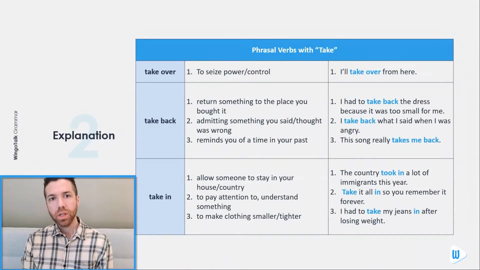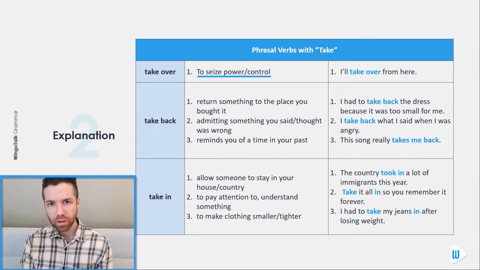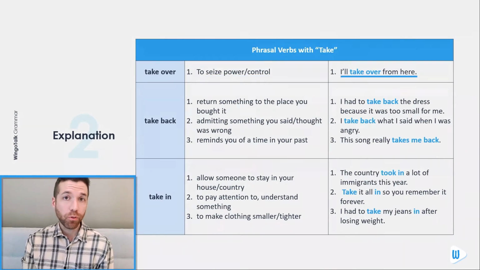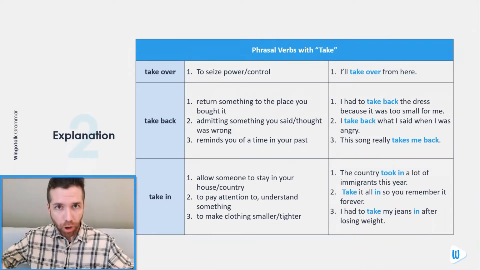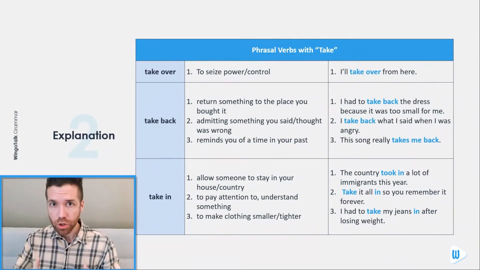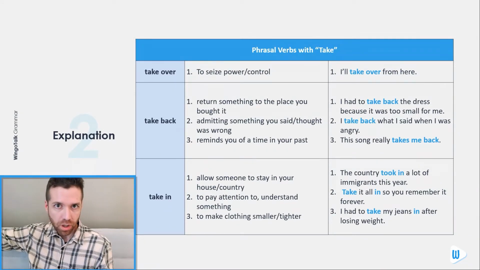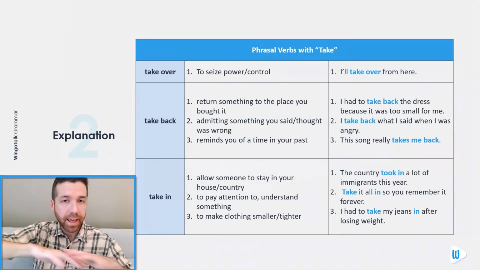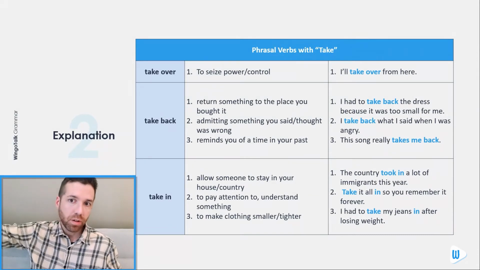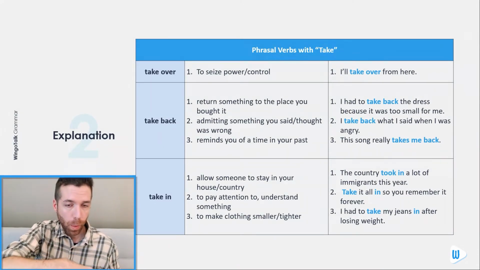More examples. This one is take over. This one means to seize power, control, or to get power. I'll take over from here, okay? So maybe you have a project at work and you're not doing a good job. So somebody else comes in and they take over. Sometimes in history, another country comes into a different country and they take over. Their government takes over control.